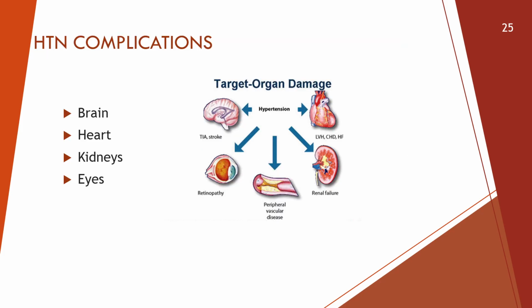Again, any type of hypertension over time can cause damage to several organs in the body, like the brain, heart, kidneys, and eyes. These are usually called target organs, and we're going to talk about how each one of them is affected if we don't manage that high blood pressure.